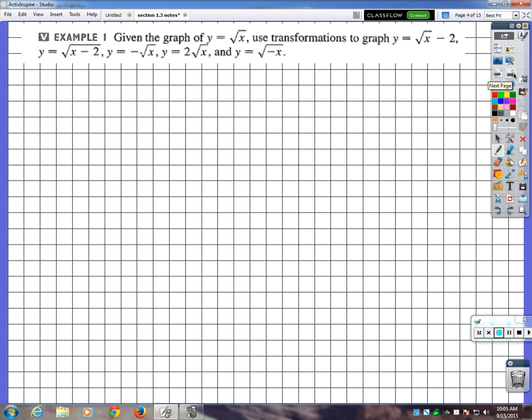Okay, so for example, if you were given the graph of y equals the square root of x, use transformations to graph y equals square root of x minus 2, square root of x minus 2, negative square root of x, 2 square root of x, and negative root of x. Okay?